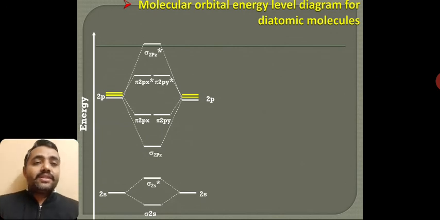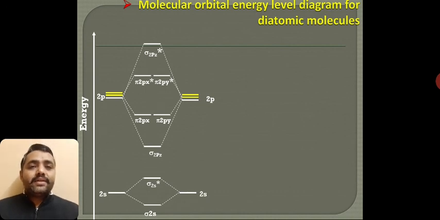How will you construct the molecular orbital energy level diagram for a diatomic molecule? Like this: on the left side, you can take energy, or write E only, no problem at all. Below, you can take the 1s orbital overlapping with the 1s orbital. I will directly show the 2s orbital. 2s overlapping with 2s, one goes to the bonding molecular orbital, sigma 2s, and sigma star 2s is the antibonding molecular orbital.